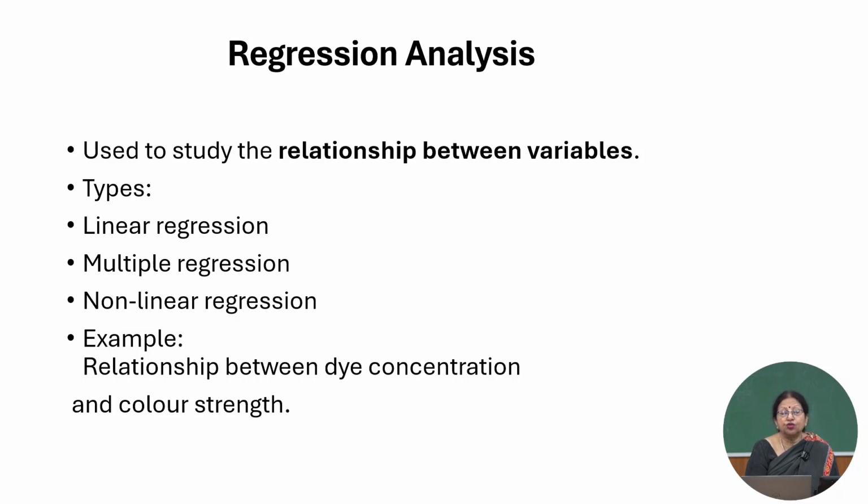Regression analysis is used to study the relationship between variables. It could be linear regression, multiple regression, or non-linear regression. For example, the relationship between dye concentration and color strength. Sometimes it could be directly proportional, meaning you add more dye and more color strength is seen. But sometimes it could have a negative effect. You put more dye, and the dye is not getting dissolved. This has happened with us in many experiments.